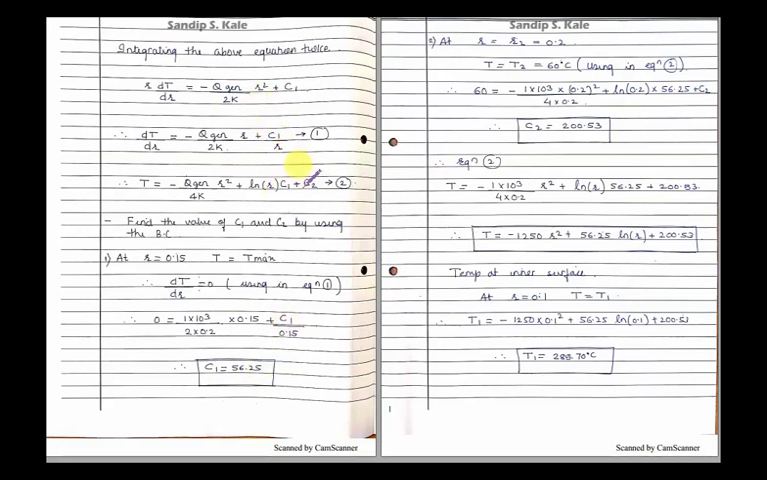Now what is our next task? To find out the value of C2. So for C2, what you will do? You will apply the next condition, that is at R is equal to R2. What is the temperature? The temperature given is 60 degrees.